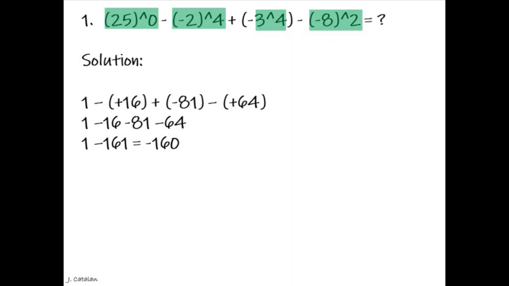In this example only one has a positive sign, though it was not written, but that is a positive. The result is -160. Rules in addition and subtraction of numbers with sign. If both numbers have different signs, subtract, and then copy the sign of the bigger value. If both have the same signs, add, and then copy the common sign.